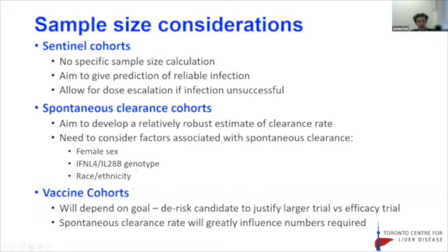The vaccine cohorts will really depend on the goal. If we're trying to de-risk a candidate to justify larger trials, that's going to be a pretty small trial to show us an efficacy signal. If we're looking at trying to actually get approval based on a CHIM, then of course that's going to be a larger trial. But the spontaneous clearance rate is going to greatly influence the numbers required.